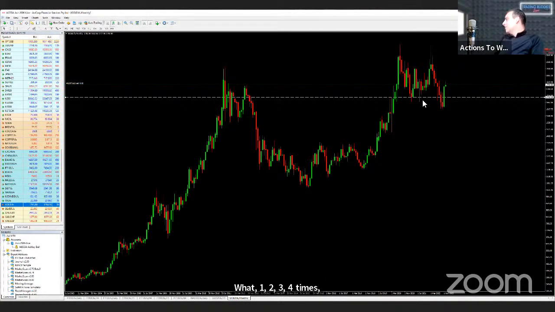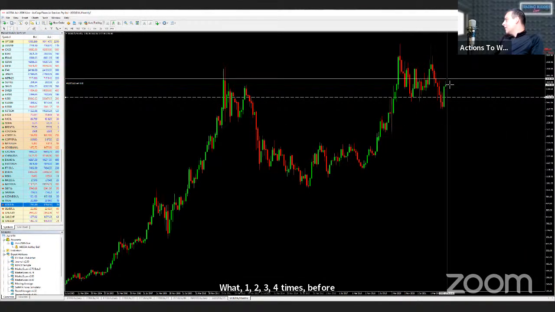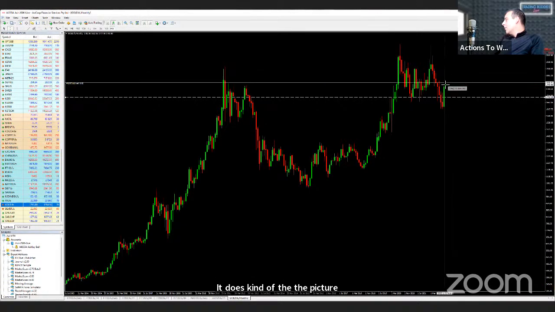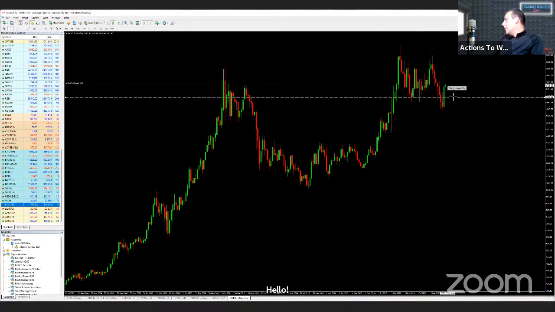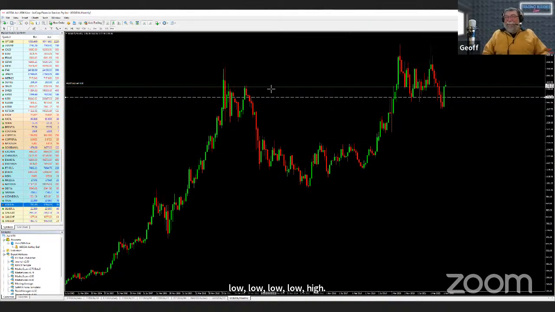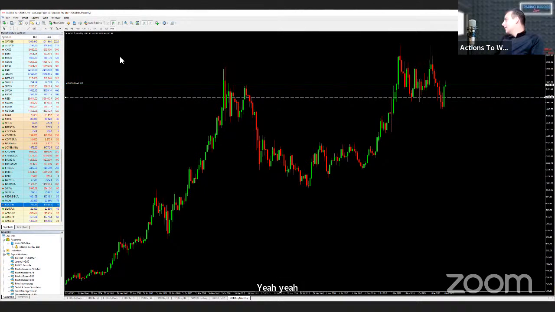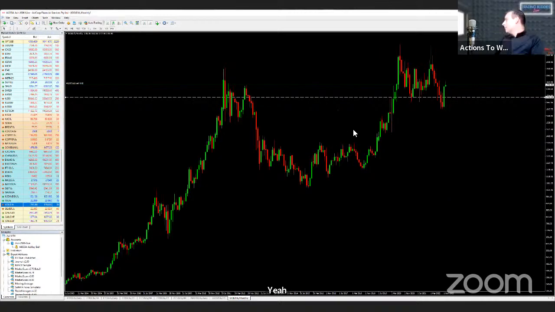It's interesting when you look at the monthly, the picture changes again, because the monthly does look like a lower low, lower high. Well, I'm still short, so we'll see. I think we're right at the inflection point now. 1800 is the number. And I think we'll know by this time next week.